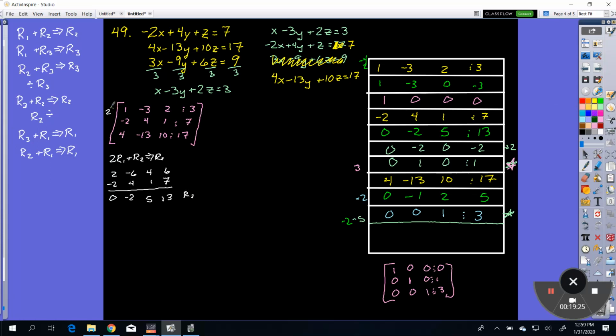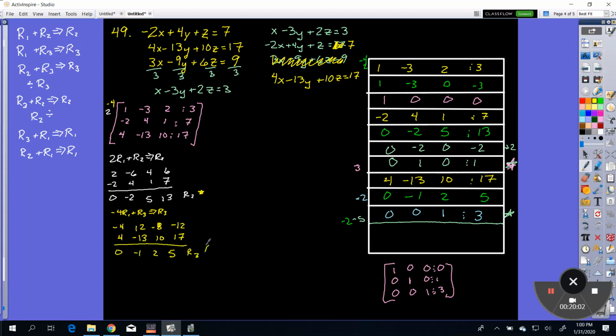Now I take the top row and multiply it by negative 4. So that's negative 4 times row 1 plus row 3 is going to make a new row 3. So negative 4 times 1 is negative 4. Negative 4 times negative 3 is a positive 12. Negative 4 times 2 is negative 8. Negative 4 times 3 is negative 12. I add that to the bottom row. 4, negative 13, 10, 17. So 0, negative 1, 2, 5. So that's my new row 3.